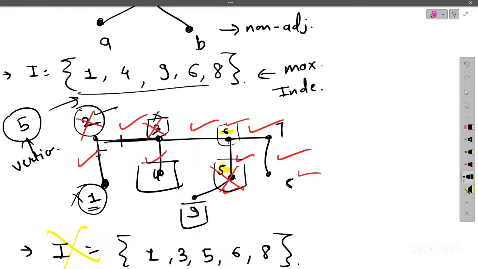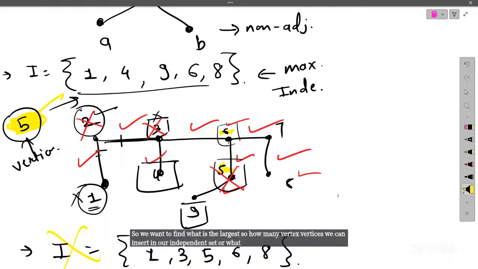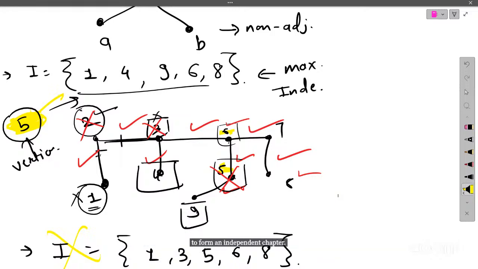So this number 5 is actually important to us, right? We want to find how many vertices we can insert in our independent set, or what will be the maximum number of vertices we can take to form an independent set. Okay, fine. Is there any doubt in independent set? Someone raised the hand, I guess.